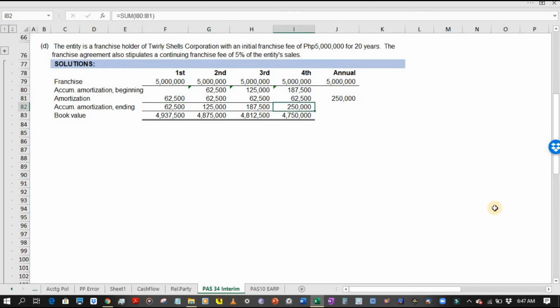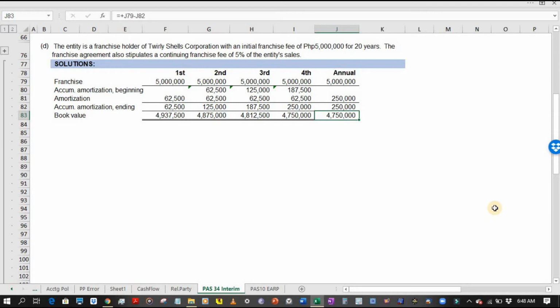So we have an accumulated amortization of 250,000 as of December 31. And of course, the book value that will appear in the statement of financial position at year end is also 4,750,000 pesos, which is also the net book value at the end of the fourth quarter, because the end of the fourth quarter is also the end of the accounting year. So now we're done with the expense that is recognized using a systematic allocation method for interim purposes.